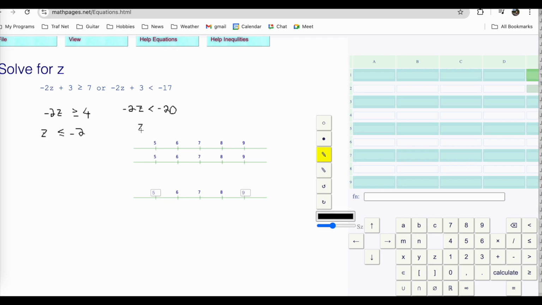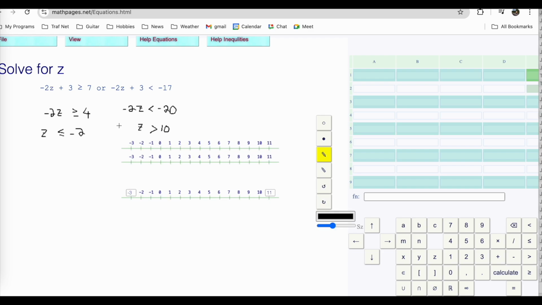Here we're going to get z. We divide by a negative, so it's going to flip the direction of the relationship. Z is greater than negative 20 divided by negative 2, which is positive 10. Z is less than or equal to negative 2, or z is greater than 10, and we want to take both. I'm going to put negative 3, and we're going to go all the way up to 11.